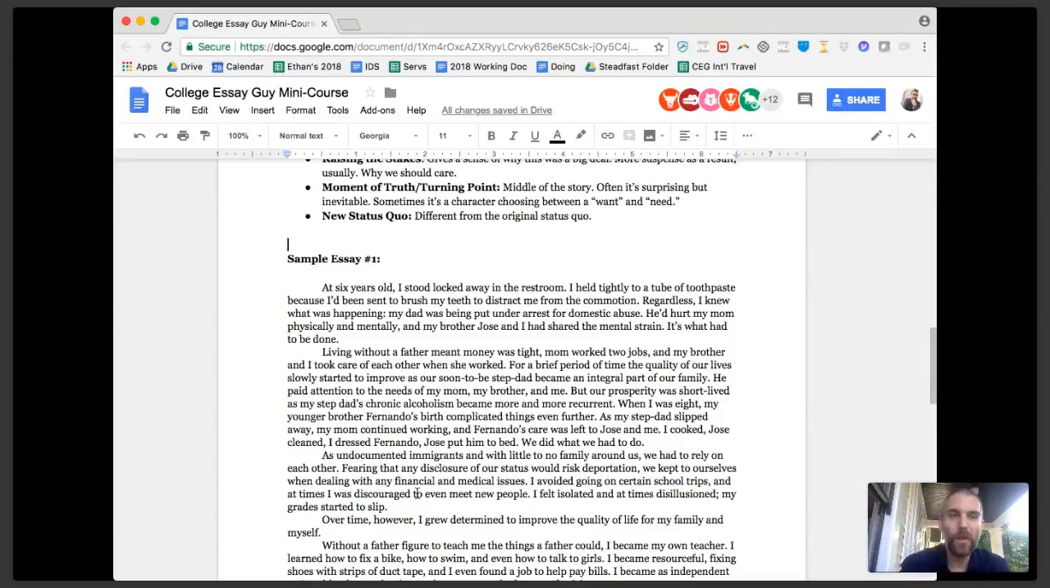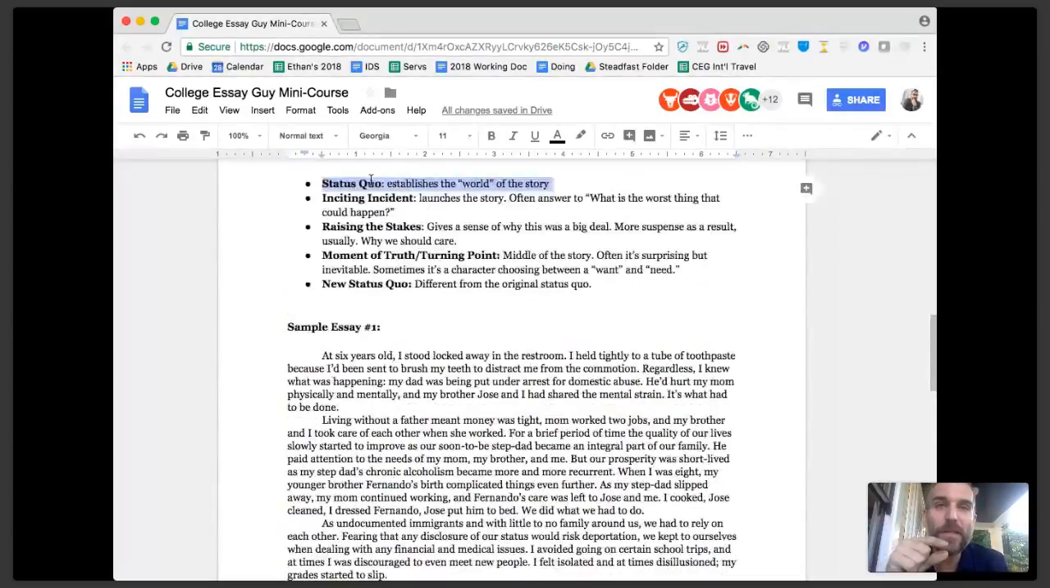Okay, so here are the first 3 parts. Status quo, again, he didn't need it. You need the status quo, and an example of this would be if you Google the debate essay of a student establishing the world. If we don't understand why this would be the worst thing that could happen. In this case, we understand why this incident is a bad thing, why that would be tough for anybody, for your dad to be arrested. So we can start the essay.